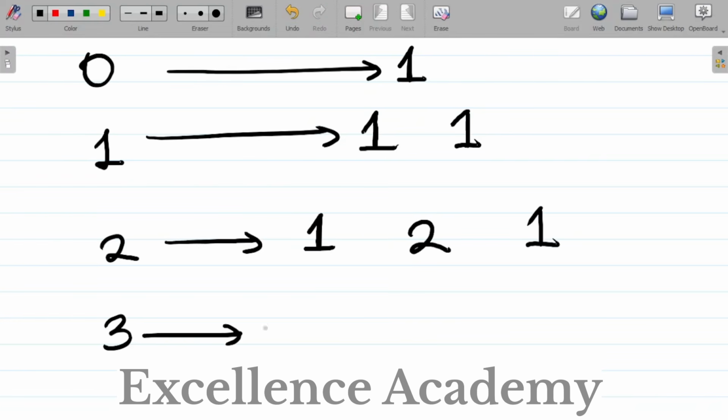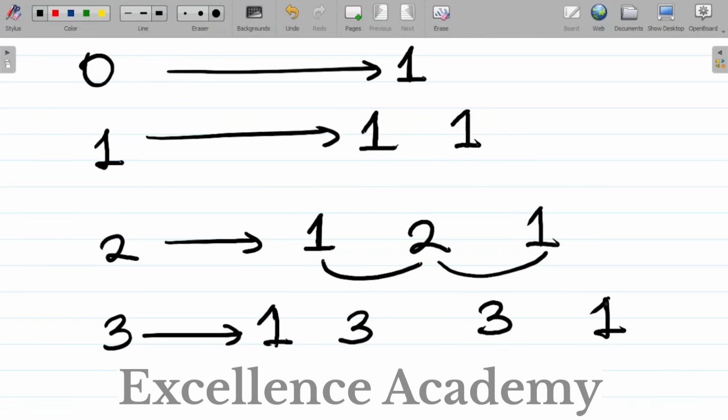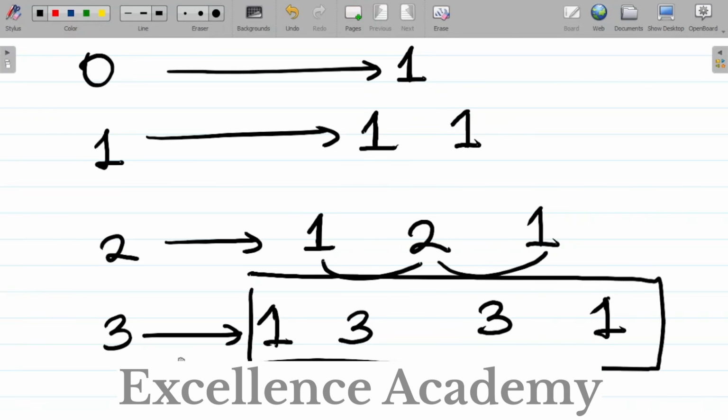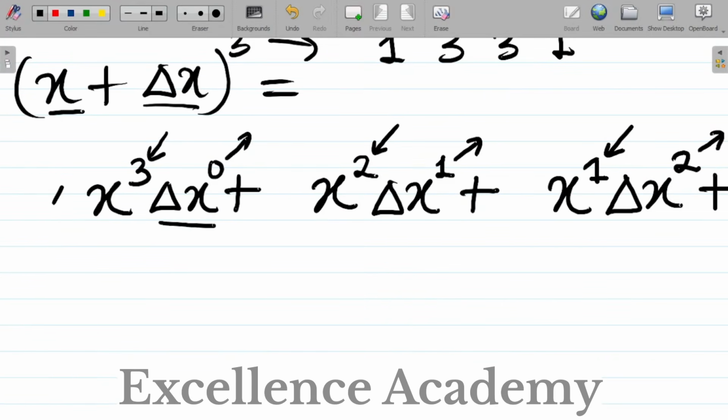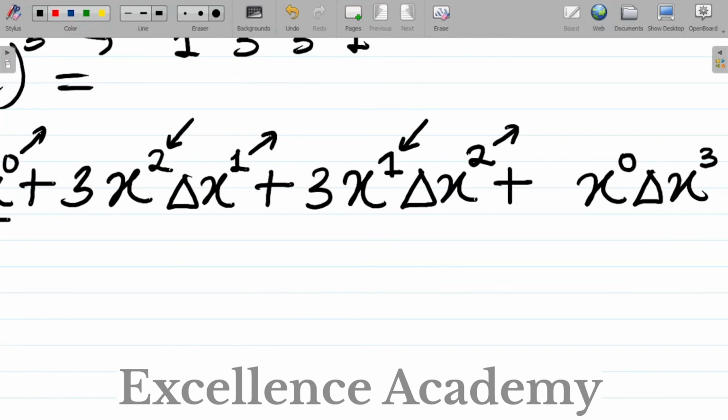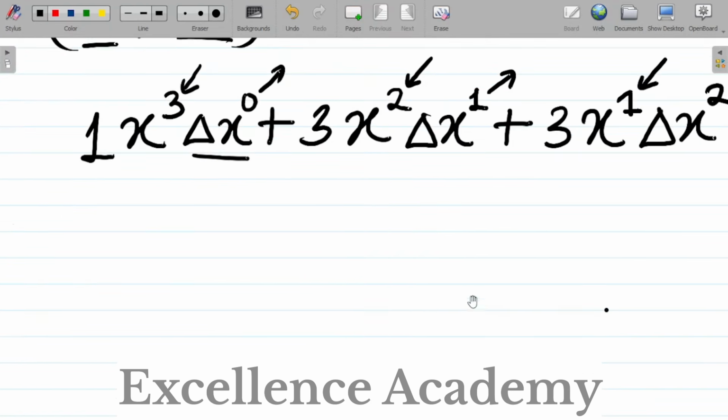Then for degree 3, again, start with 1, then add these two terms. 2 plus 1 gives you 3, or 1 plus 2 gives you 3. Then 2 plus 1 gives you 3, and then you end with a 1. Start with a 1 and always end with a 1. So you can see for degree 3, the coefficient is 1, 3, 3, 1. That's how we got this. So let's put the coefficient here. That becomes 1, 3, 3, and then finally 1. You see that it fits into the equation perfectly.